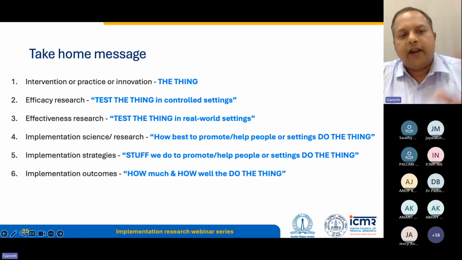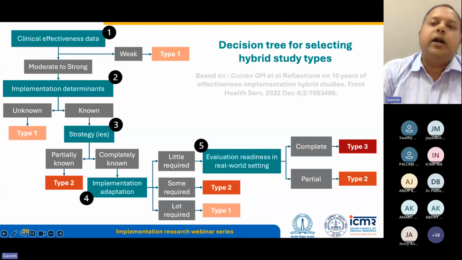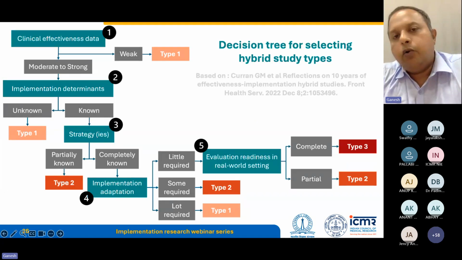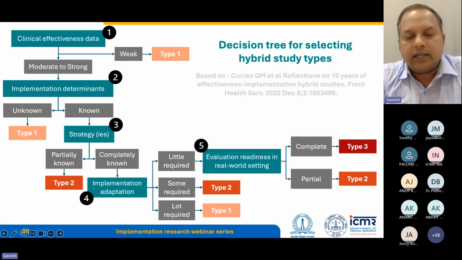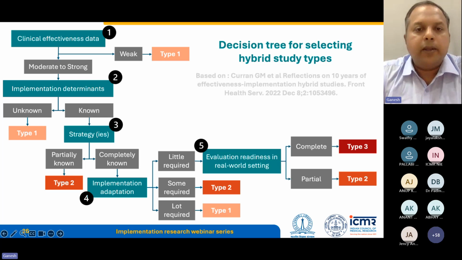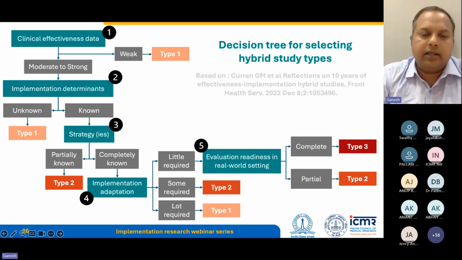And with this, as the final take-home message, I wanted to pull up this decision tree for when we have to choose a type 1, type 2, or type 3 hybrid study in implementation research. I hope there will be some sufficient understanding of this implementation research design. I strongly recommend going through these important manuscripts which are published, and which I have highlighted throughout the presentation, which will be really helpful to have a deeper understanding.